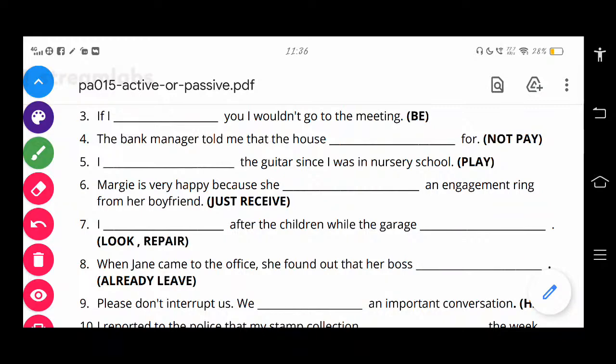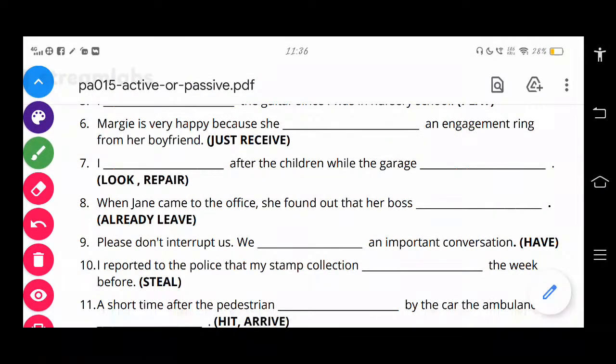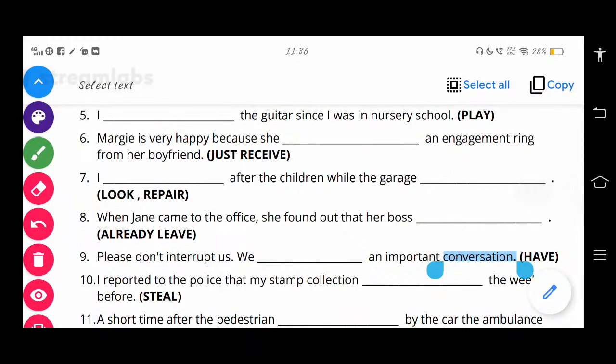Okay, right, let us see one more example. The seventh example, look at the seventh example. I dash after the children while the garage.